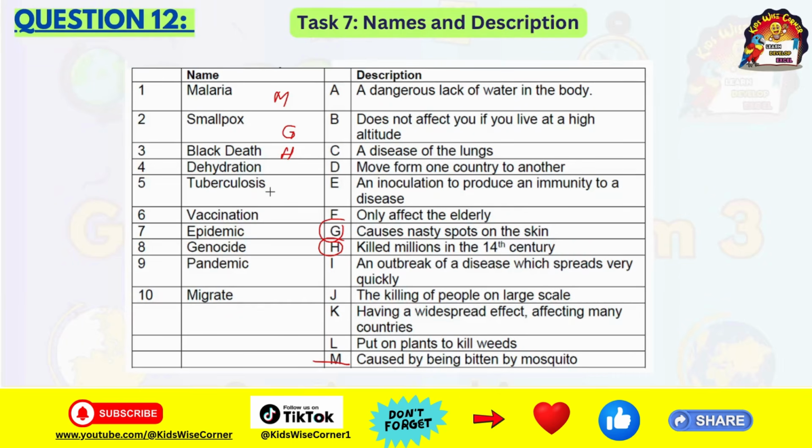Dehydration. Dehydration is a lack of water. So a dangerous lack of water in the body is A.